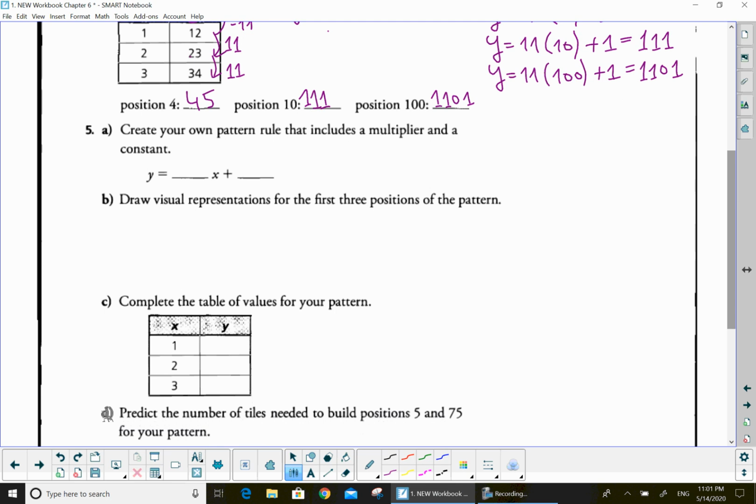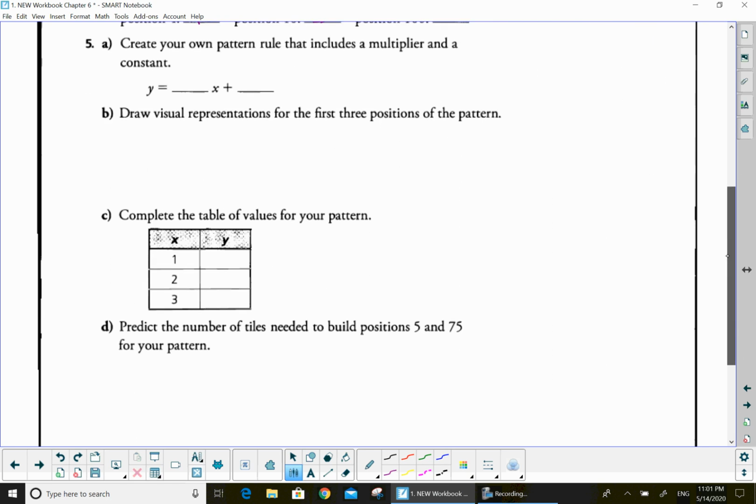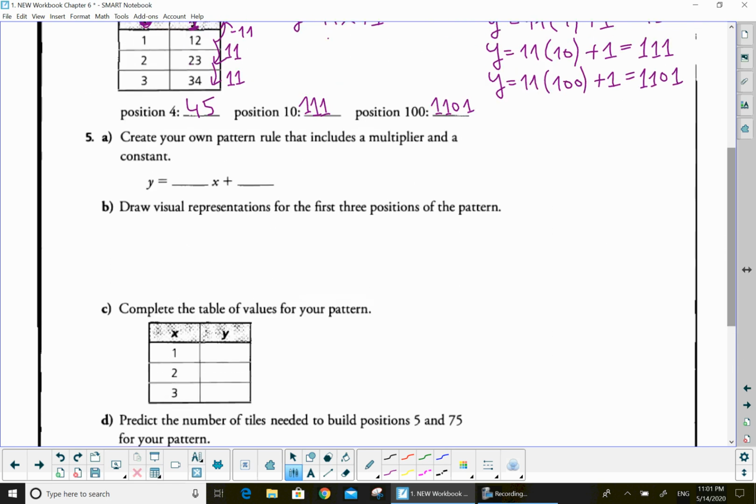So we had three different patterns represented in three different ways, and we either had a pattern rule or we created pattern rules, and then we just used simple substitution. For number 5, it says create your own pattern rule that includes a multiplier and a constant, draw a visual, create a table of values, and then predict the number.